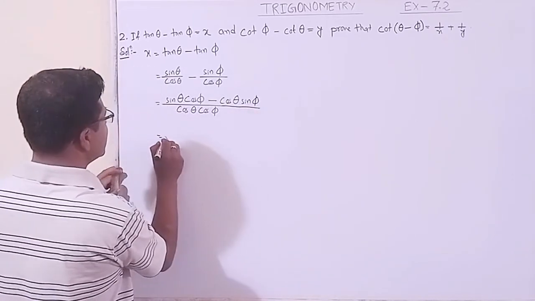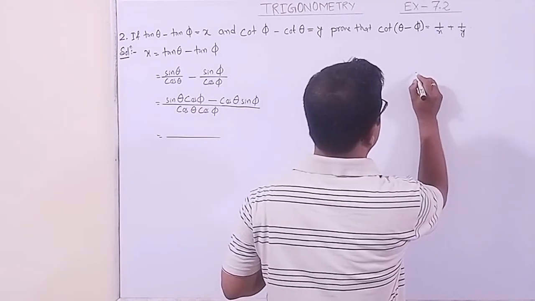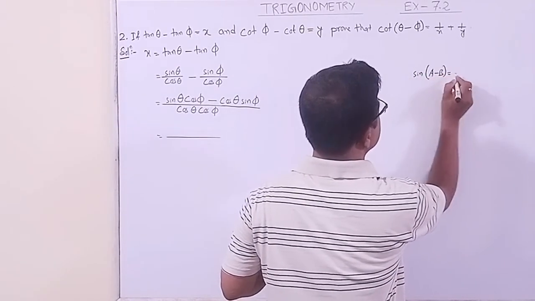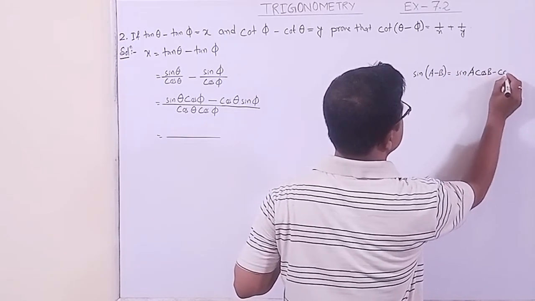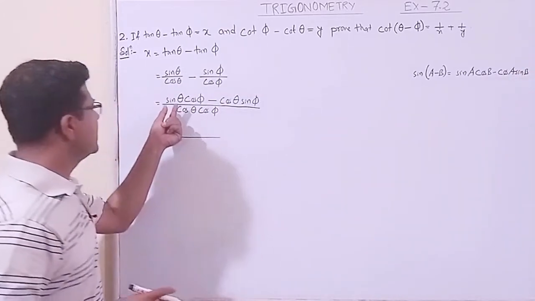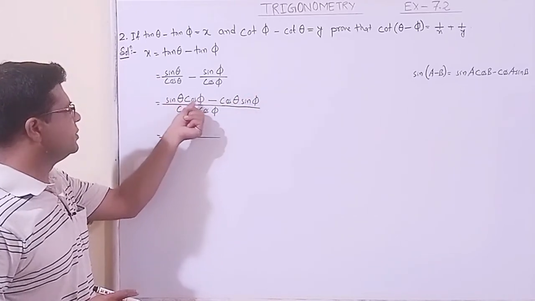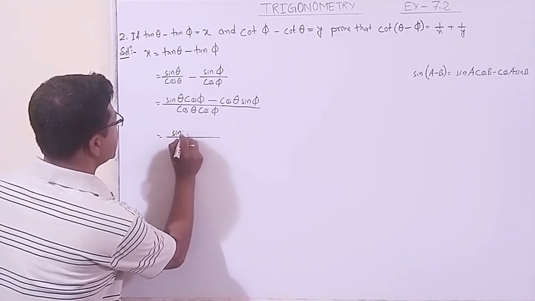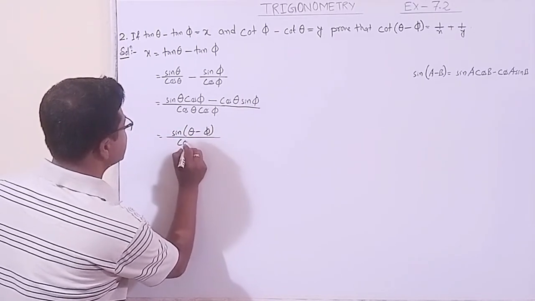Now this is of which formula? You can see that this is in this formula: sin a minus b is equal to sin a cos b minus cos a sin b. It is exactly in the same manner. Sin a cos b, this is a, this is b. Sin a cos b minus cos a sin b. So this is sin a minus b.